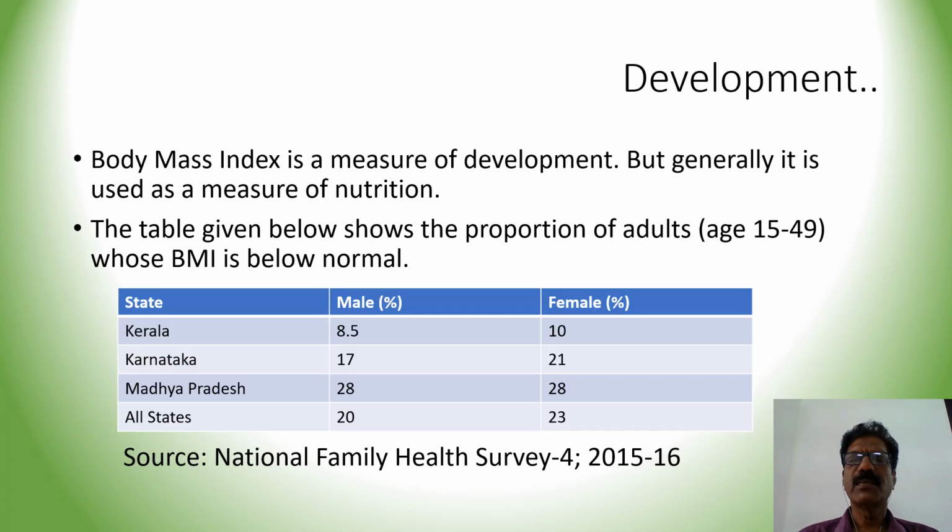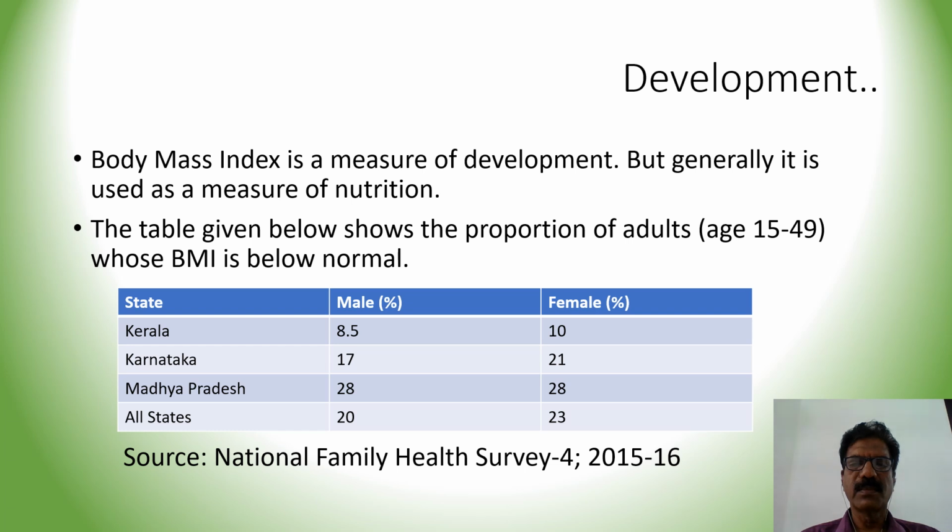Body mass index is a measure of development, but generally it is taken as a measure of nutrition. Look at this table. We have taken three states from India to know something about the body mass index. In Kerala, we see that 8.5 percentage of the males and 10 percentage of the females are underweight. In Karnataka, 17 percentage of the males and 21 percentage of the females are below normal.